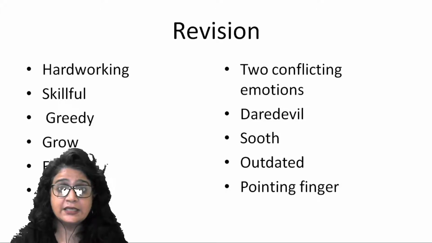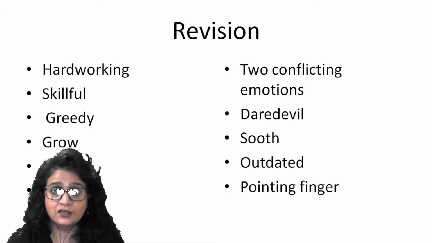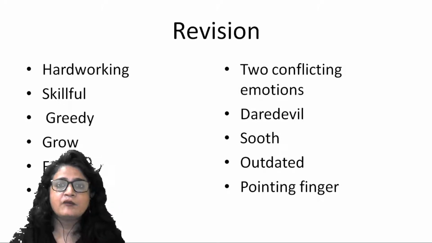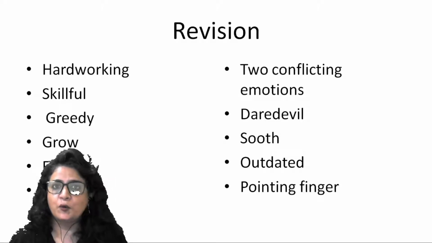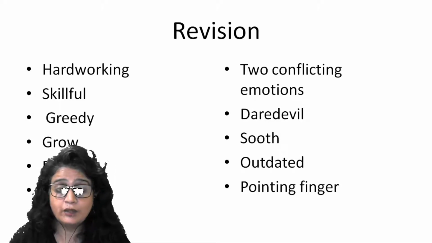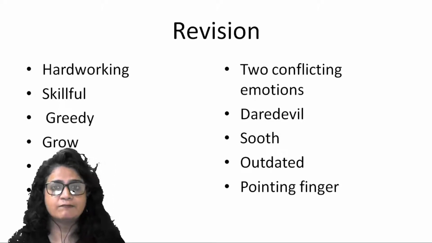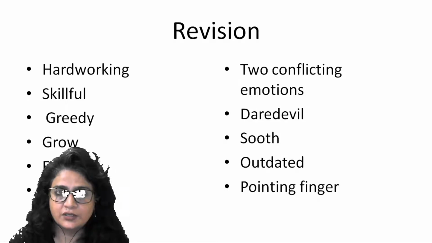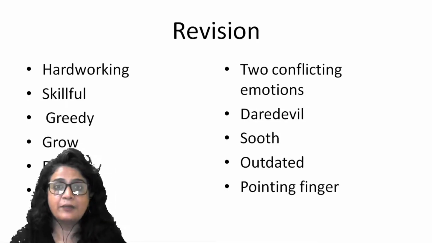Greedy is avaricious. Avaricious is the same as rapacious. Both words are synonymous. Or a person who is acquisitive in nature, who wants to possess more and more things. Covetous is another word. Grow is burgeon, right? So you saw a picture of a sprout, you know, shooting up. So that is grow. Burgeon is to grow rapidly. Fat, corpulent.